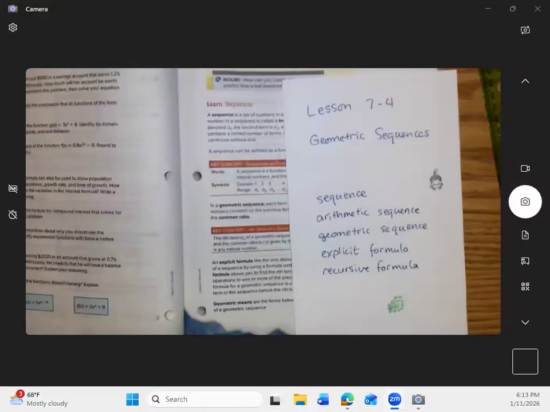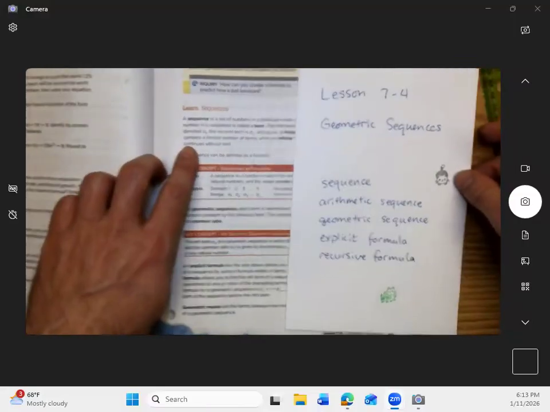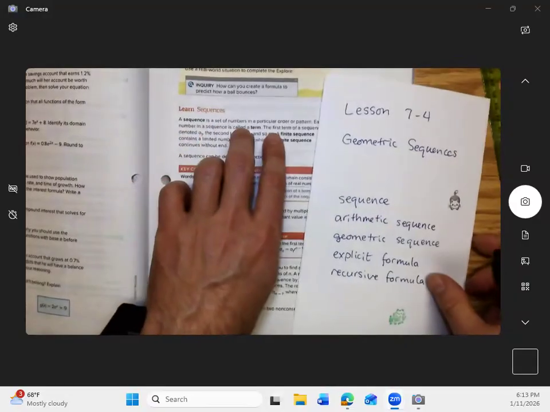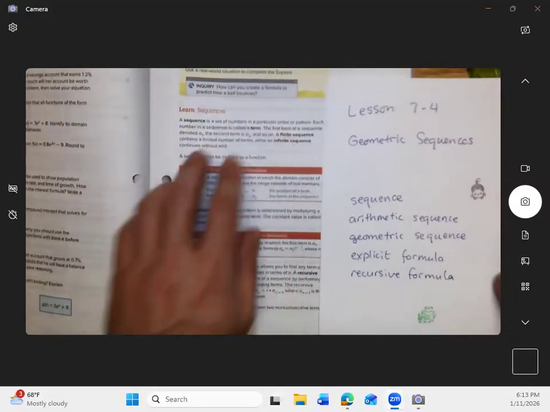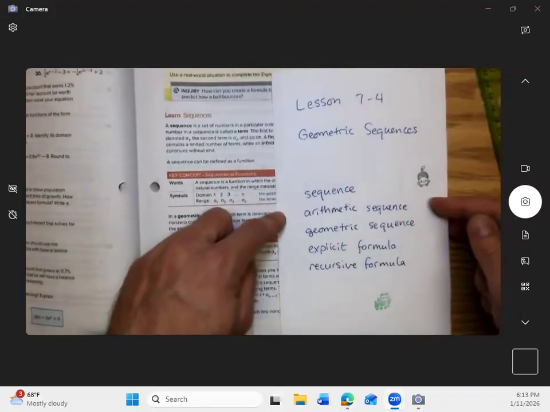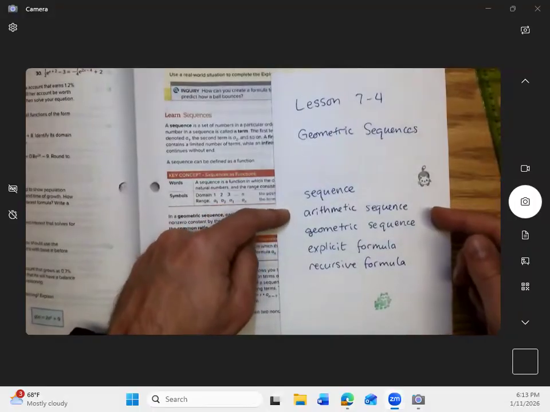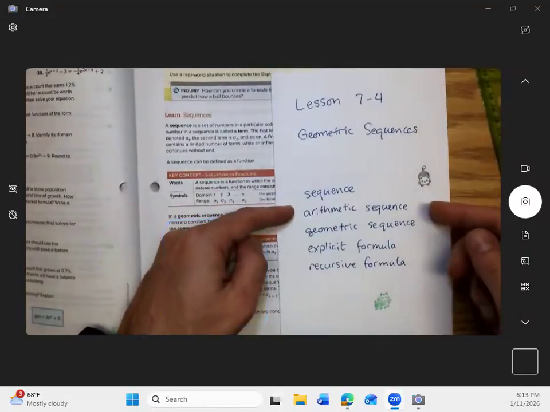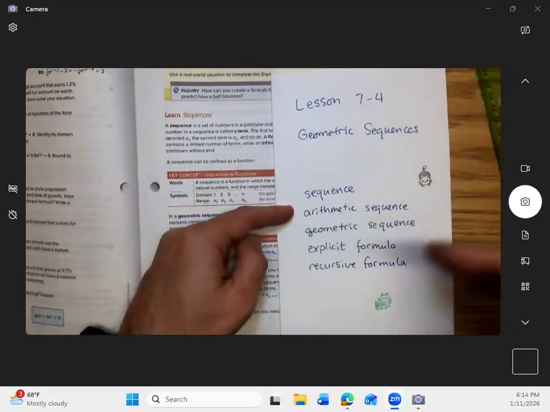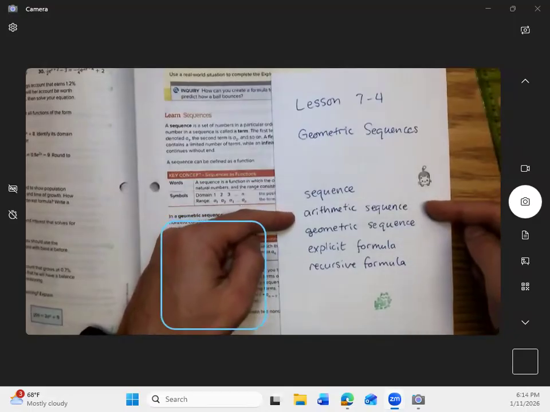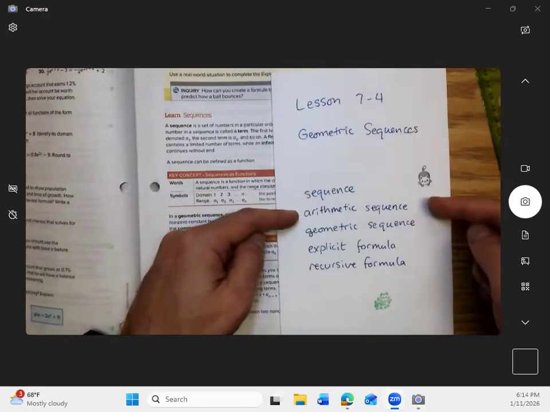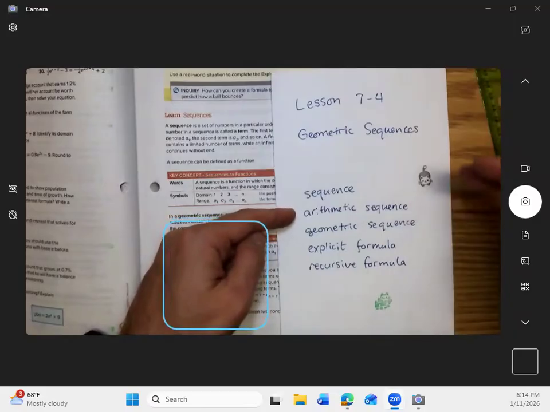Lesson 7.4, geometric sequences. So a sequence is a set of numbers that has a particular order or pattern to it. Arithmetic sequences, you guys saw back in, I think it was module two, they looked a lot like linear equations. And you start with some A1 value and then you add some difference value, like 1, 3, 5, 7, 9, right? There's a pattern there, right?